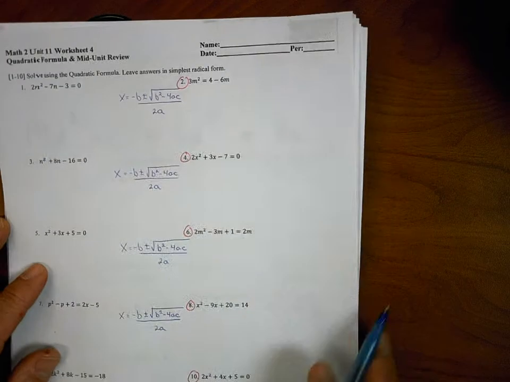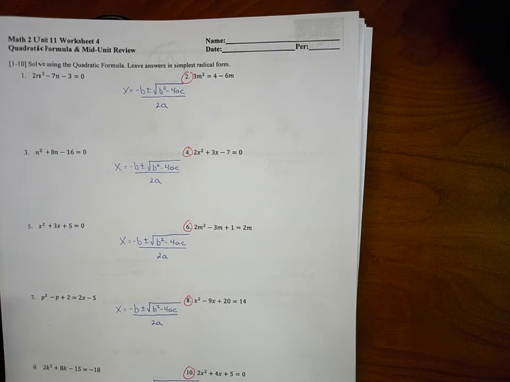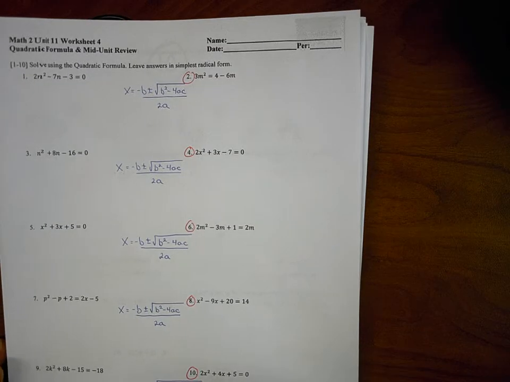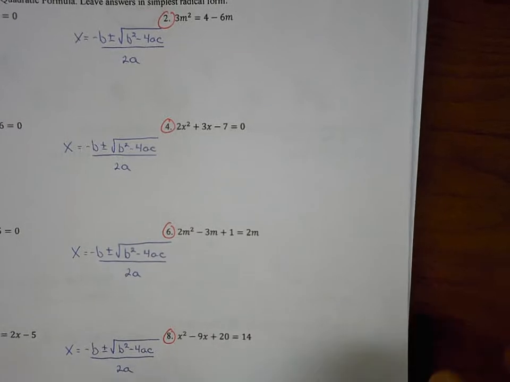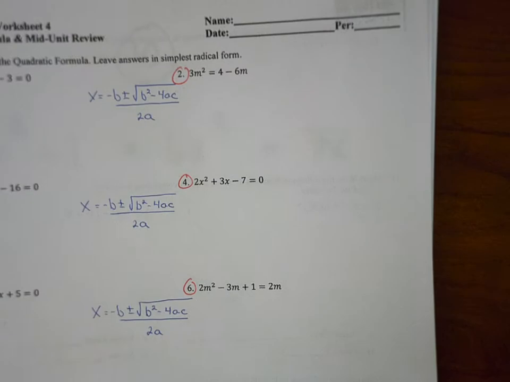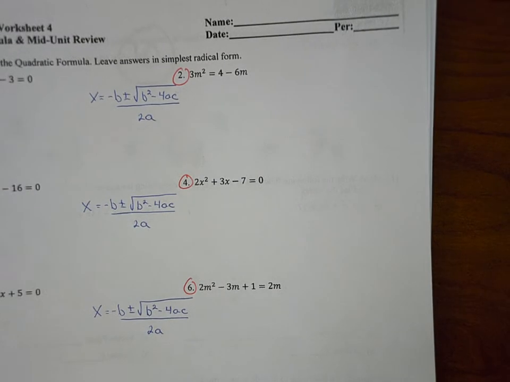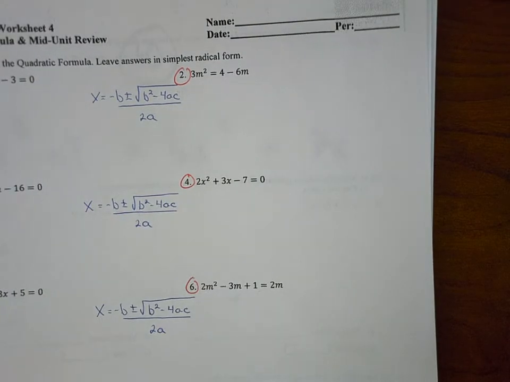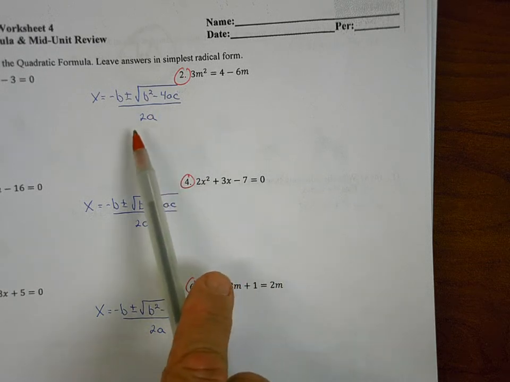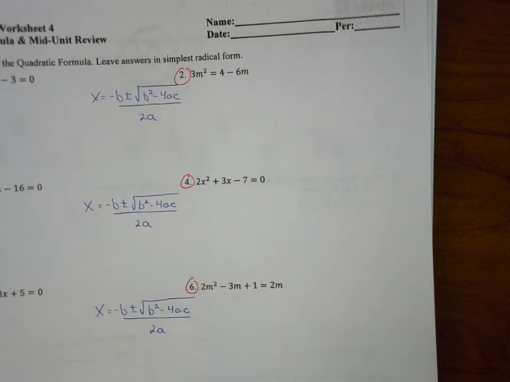form. All right, so in number 2, we have the equation 3m to the second power is equal to 4 minus 6m. Let me zoom this in a little bit so that we could make it out a little bit easier. Okay. So, remember you guys, I've taken the liberty of already writing down the quadratic formula, which is x equals negative b plus or minus square root b squared minus 4ac all over 2a. See, Pop goes the weasel right there.